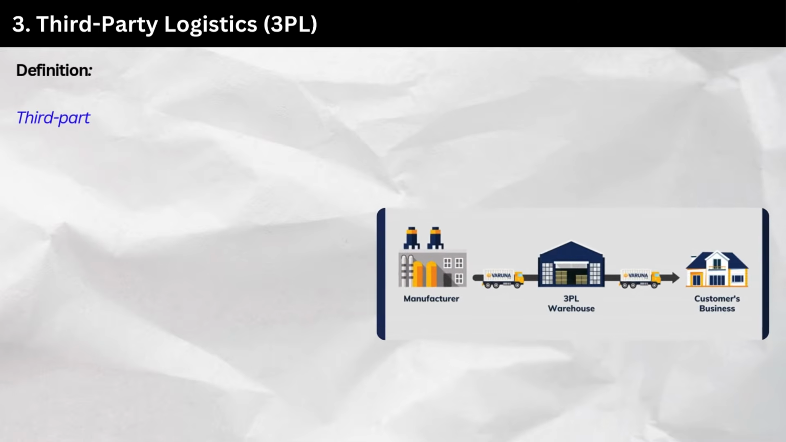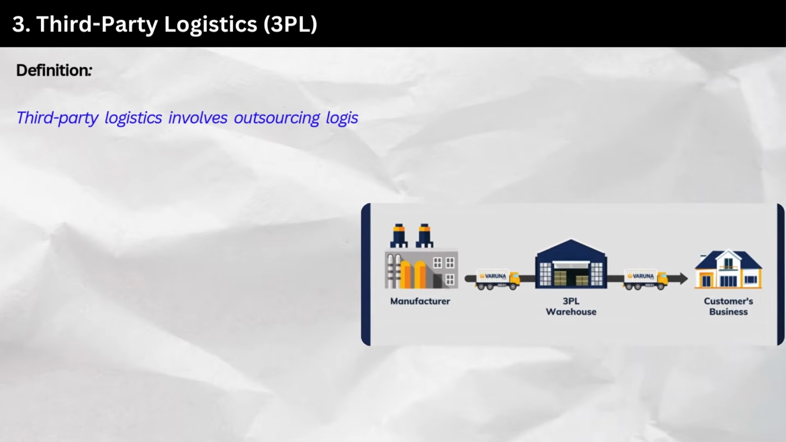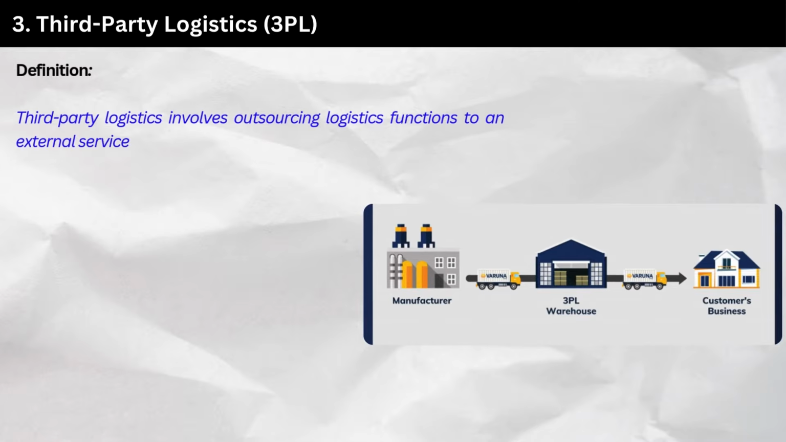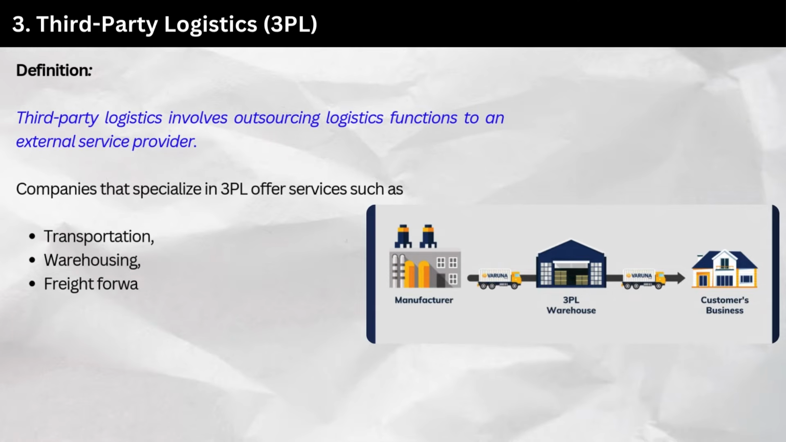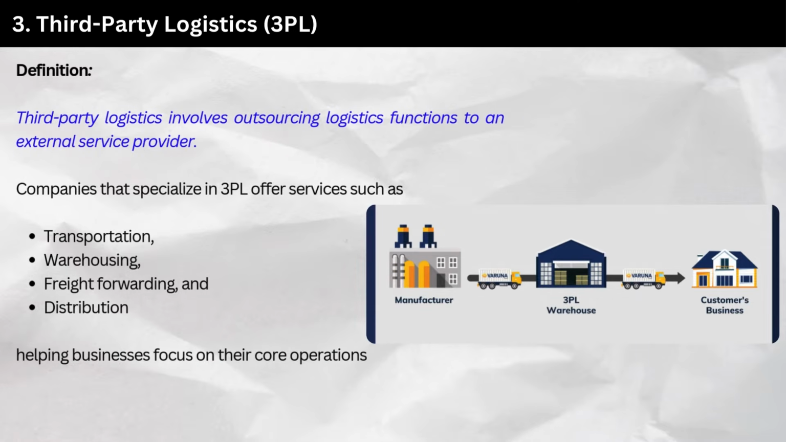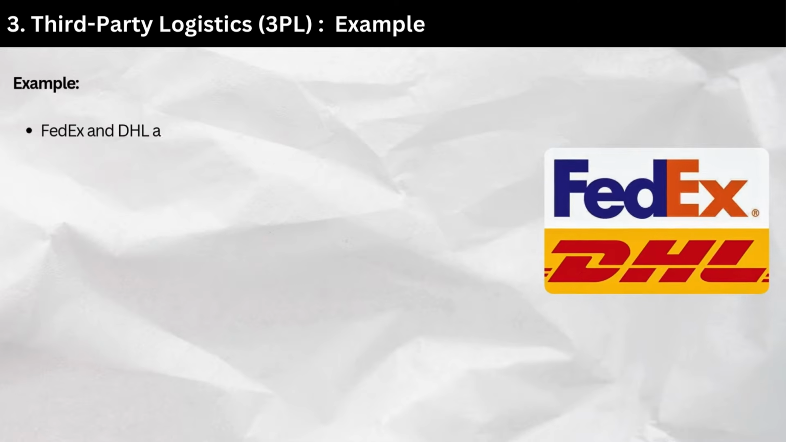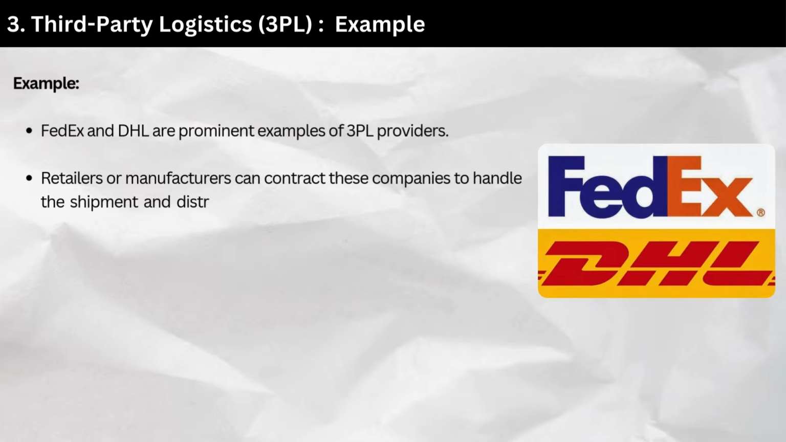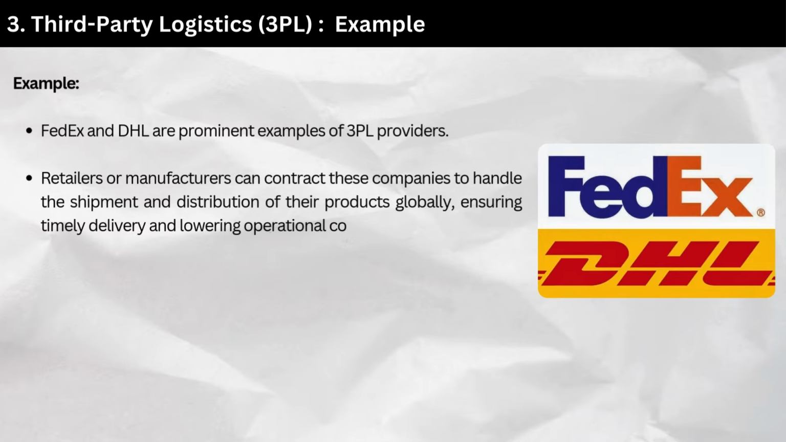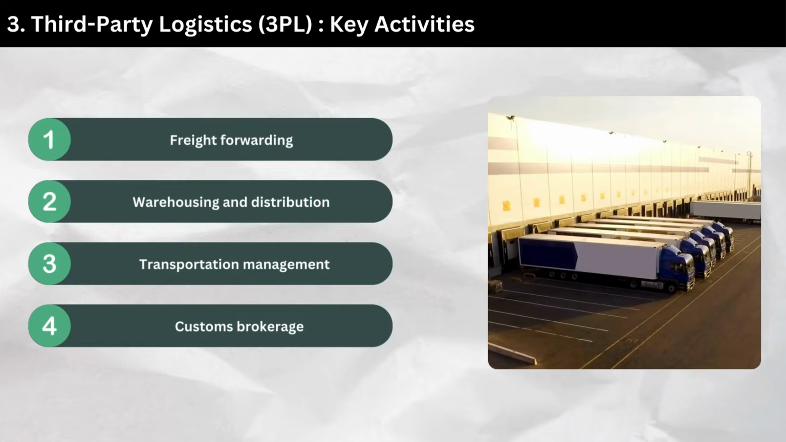3. Third-party logistics, 3PL. Definition. Third-party logistics involves outsourcing logistics functions to an external service provider. Companies that specialize in 3PL offer services such as transportation, warehousing, freight forwarding, and distribution, helping businesses focus on their core operations. Example. FedEx and DHL are prominent examples of 3PL providers. Retailers or manufacturers can contract these companies to handle the shipment and distribution of their products globally, ensuring timely delivery and lowering operational costs. Key activities.